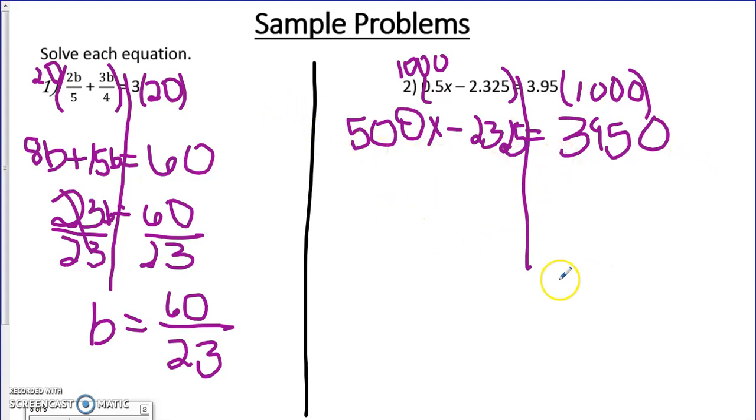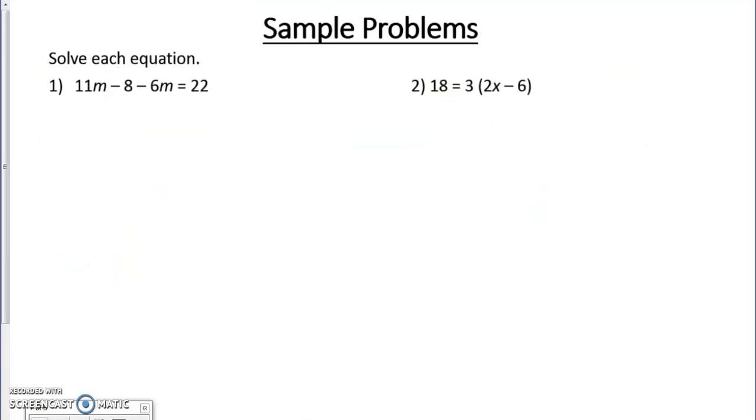I want you guys to finish this problem up and the two problems in the previous slides, okay? And bring them to class tomorrow so we could talk about it.